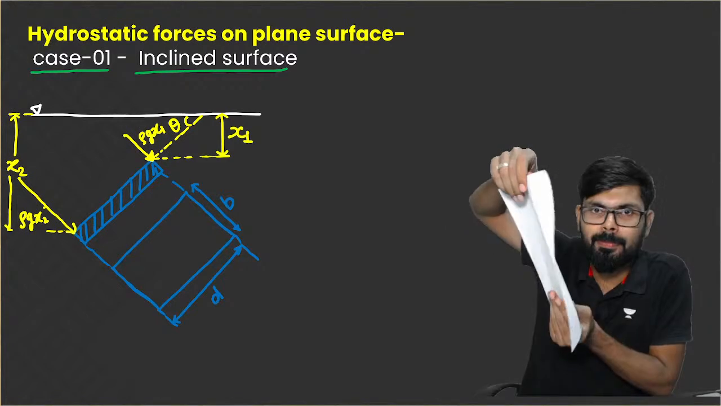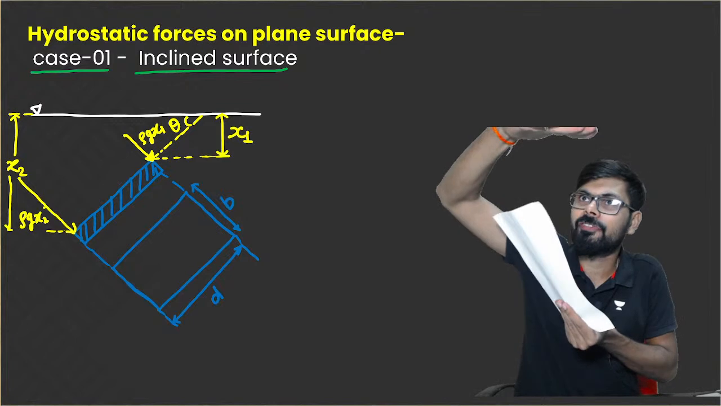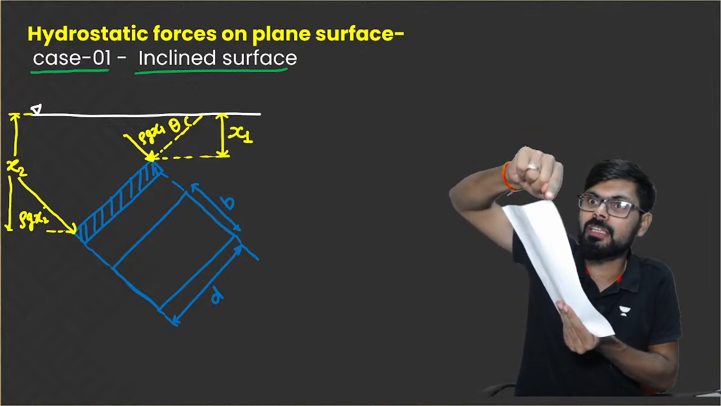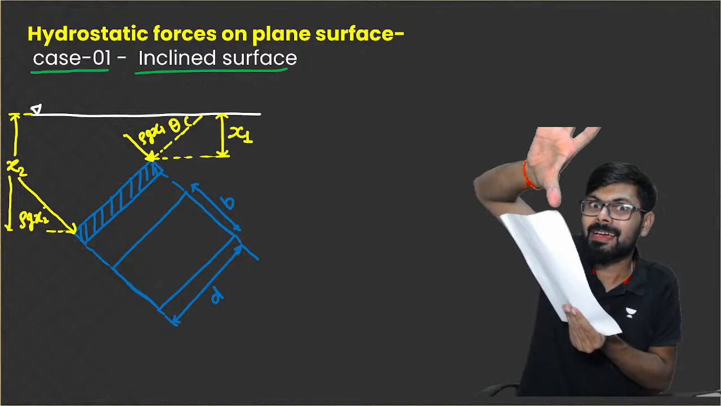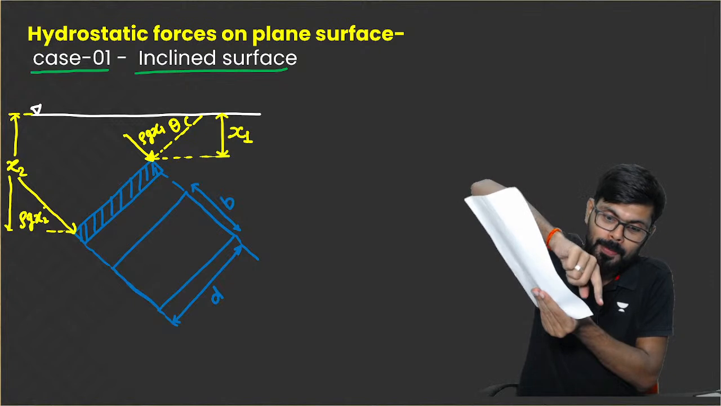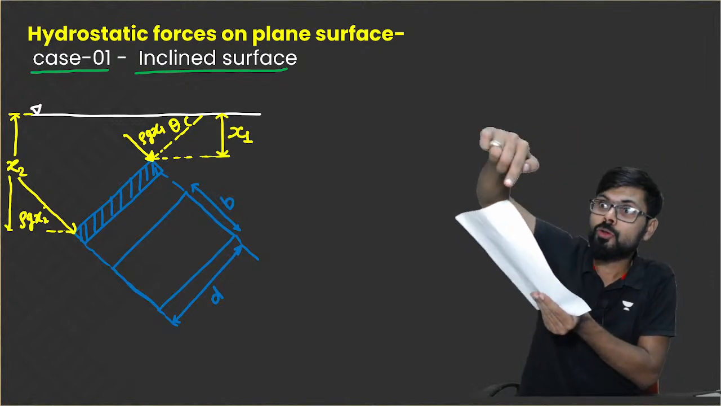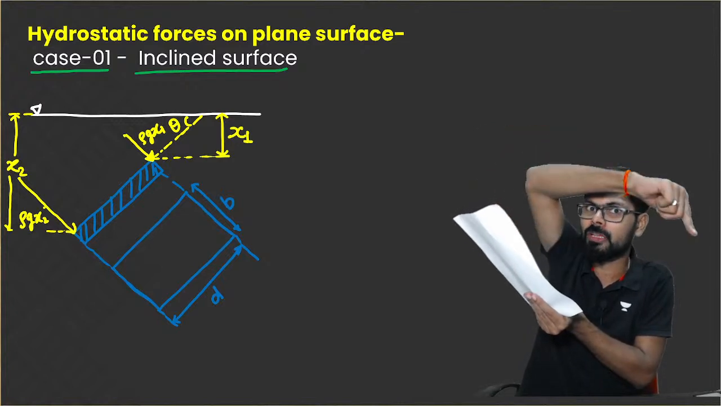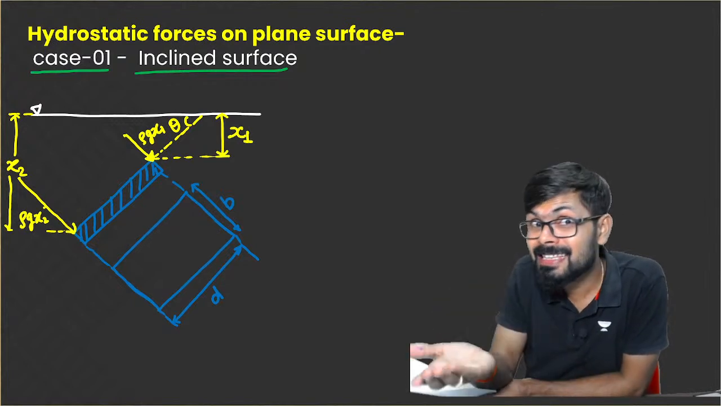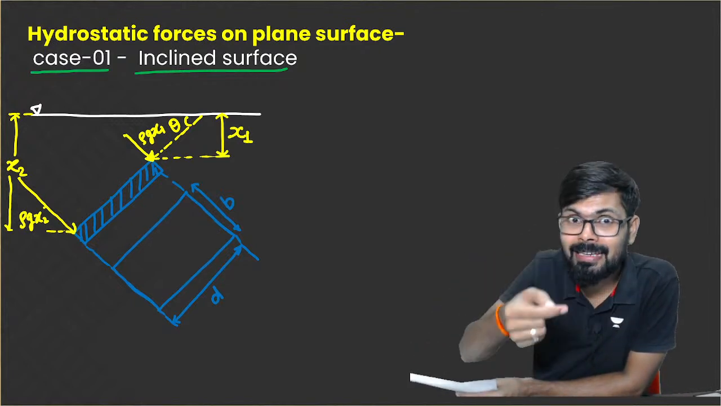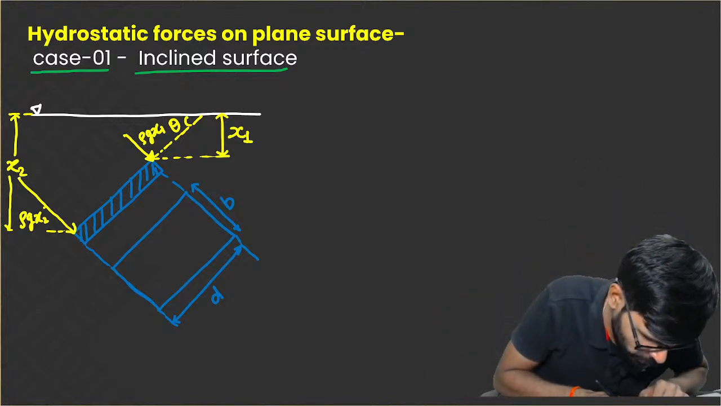This is a plate, right? So what force is acting here? And this is a free surface. From the free surface to this end is basically x1 distance. Here pressure is rho g x1, because there is less water above it. Obviously here more water is there, so pressure is also going to be more, rho g x2. So pressure is varying from here to here. Obviously it is going to vary linearly. Why? Because rho g x, and X is varying linearly, so pressure is also going to vary linearly only.